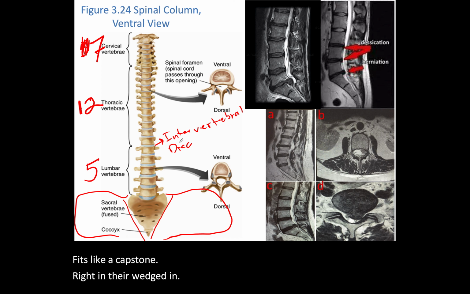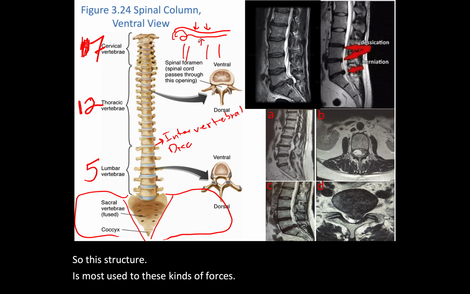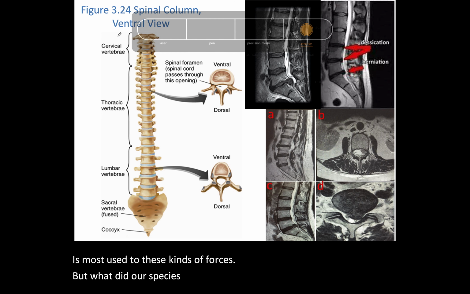Okay, let's talk about how this structure came to be. So, for eons, the spine had to support bipedal animals. So, this structure is most used to these kinds of forces. But what did our species do? We stood upright.